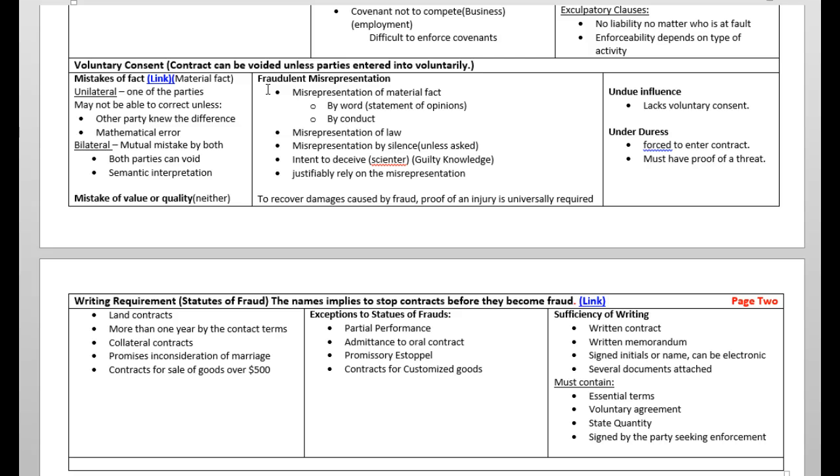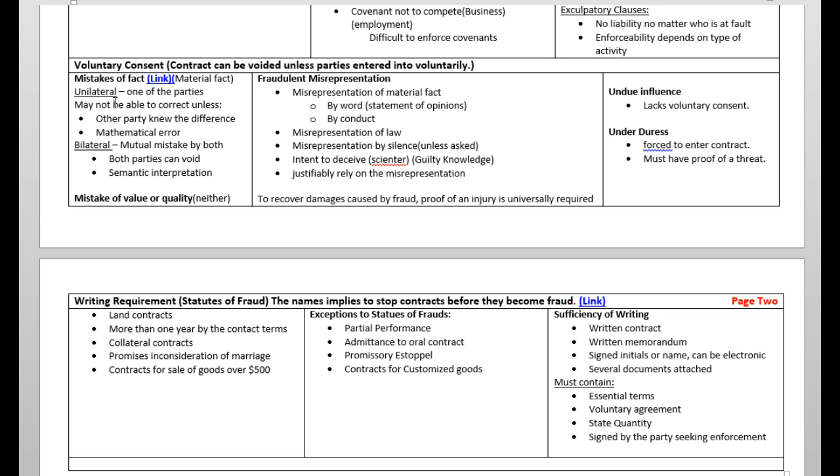So there are four ways of looking at this. First one are mistakes of facts, and these are material facts, okay? They can be unilateral, where one of the parties may not have all of the facts, so they may not be able to correct it unless the other party knew the difference and didn't say anything, or it was a mathematical error.